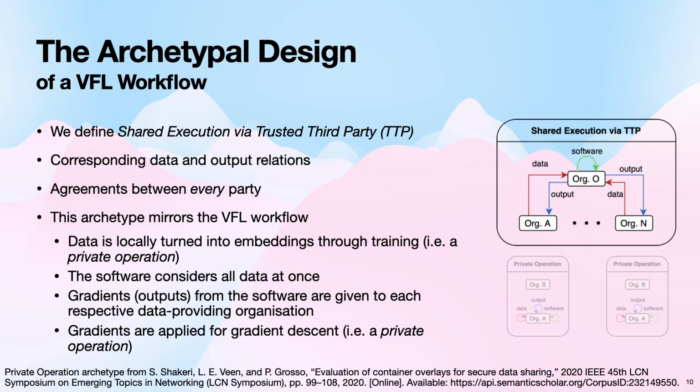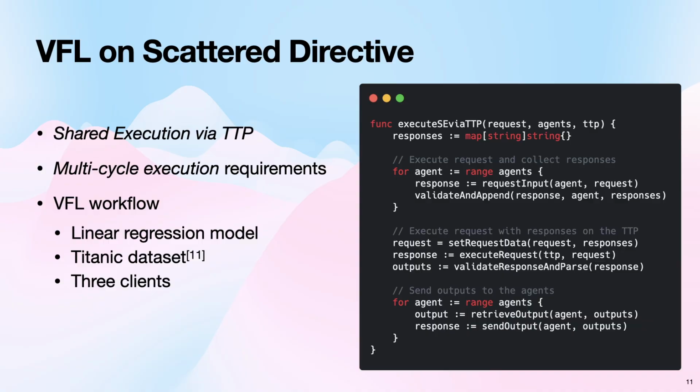What is visible is the relation with vertical federated learning. Private operations are utilized to turn private data into embeddings through local training. The embeddings are sent to the trusted server, and software considers all of the gradients at once to do global aggregation. Then, gradients are sent to the respective organizations, which are then used in another private operation to apply gradient descent. For the implementation of a VFL workflow on Scattered Directive, 3 elements were required.